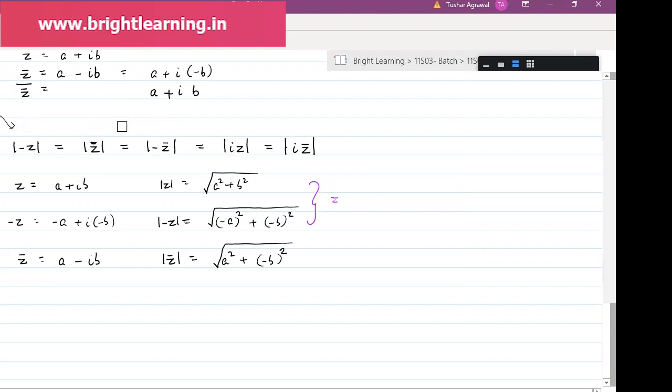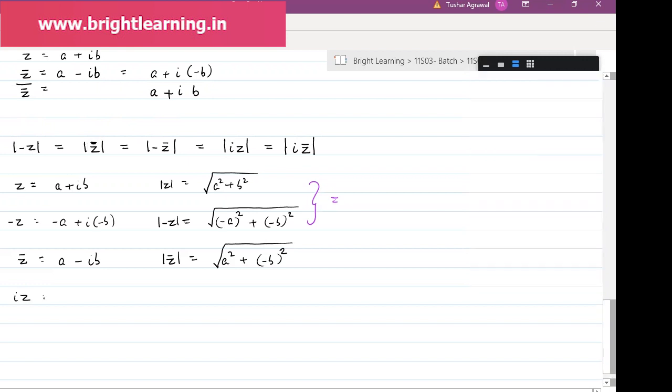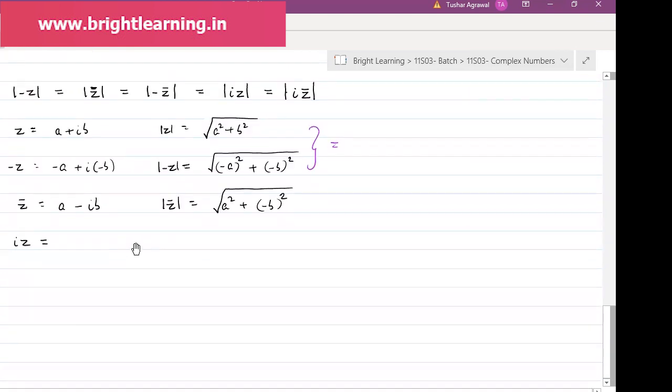Okay. And now i times z. Can you tell me what will be i times z? z is equal to a plus ib. Quickly, what will be i times z? Orally it should be done. You should be able to do it orally. z is equal to a plus ib. Then what will be i times z?